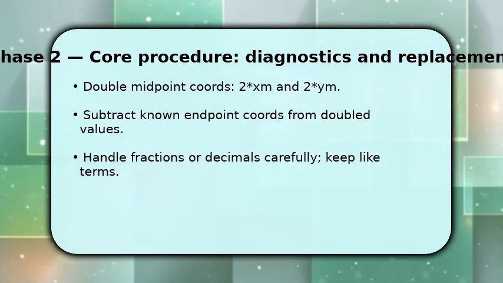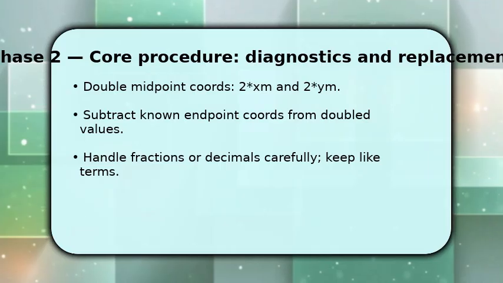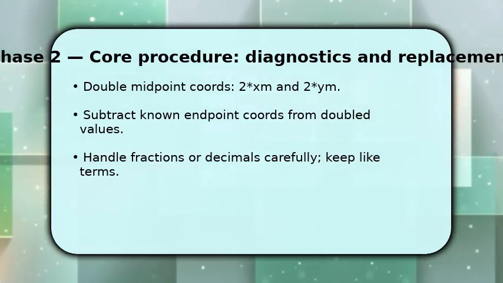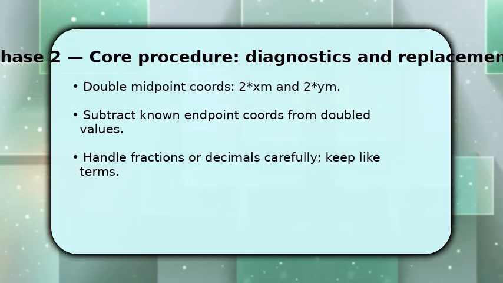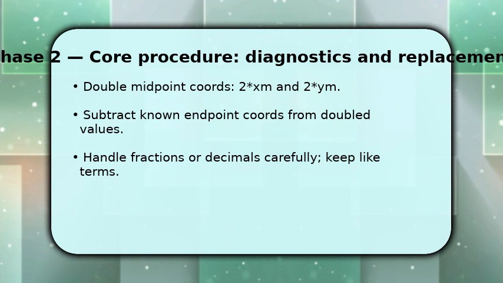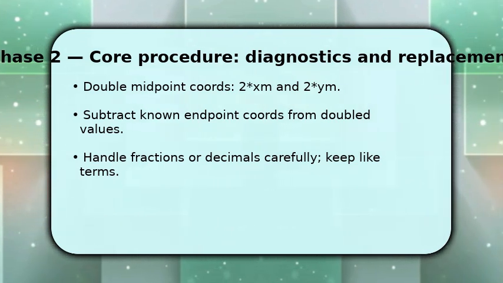If you have fractions, find a common denominator before subtracting. If you have decimals, align decimal points. As you proceed, label intermediate results so you can backtrack if an arithmetic mistake appears. This keeps the logic transparent.